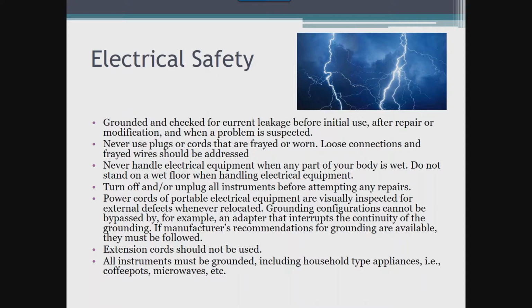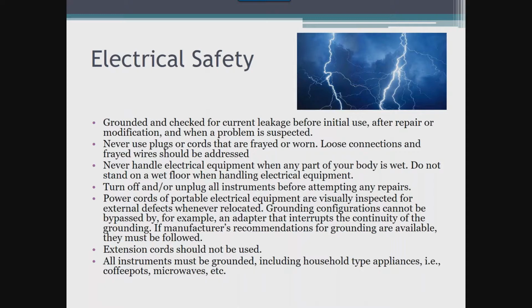Loose connections and frayed wires should be reported via the process set out by your facility. Most facilities have a biochemical or biomedical department or something similar that have experts to address these sorts of issues. Never handle electrical equipment when any part of your body is wet. Do not stand on a wet floor when handling electrical equipment. Be sure to turn off and/or unplug all instruments before attempting any repairs.